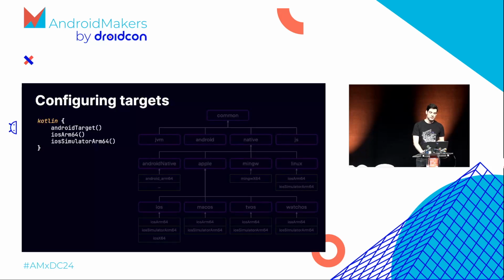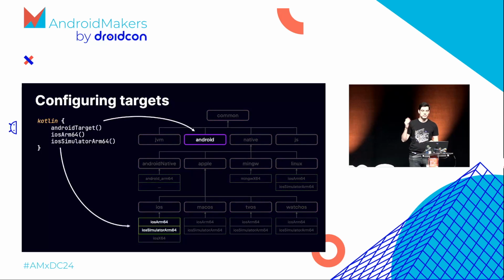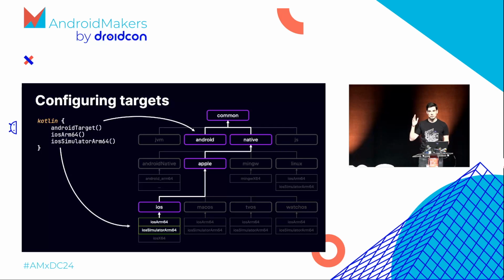The way that this works is by using something called the default hierarchy template. This is just a portion of it, but the full template lists all of the available targets of Kotlin Multiplatform. And what the plugin does is, as you add your platforms that you want to target, it will find them within this hierarchy, and it will create all of the default intermediate source sets, as well as all of the dependencies between them.